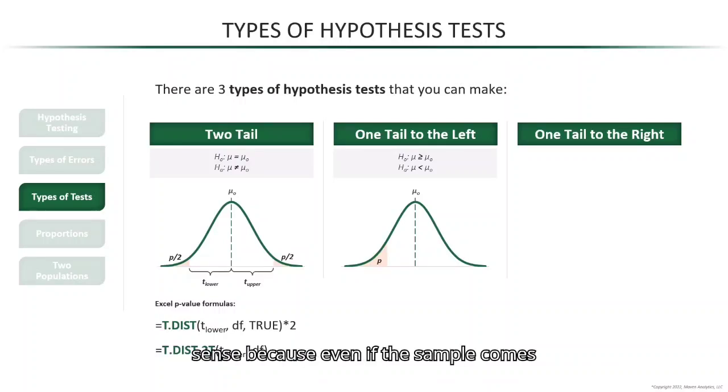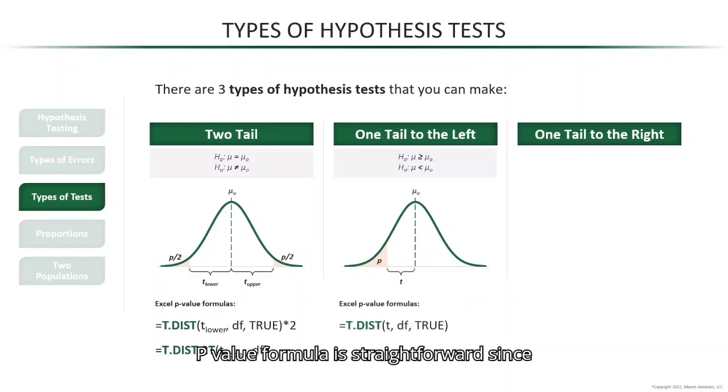And this makes sense because even if the sample comes all the way from the right side, then that just supports the fact that the mean is greater than or equal to the mean in the sampling distribution here. Now the p-value formula is straightforward since the cumulative probability starts from the left by default, so you can just use the t.dist function that we've covered.